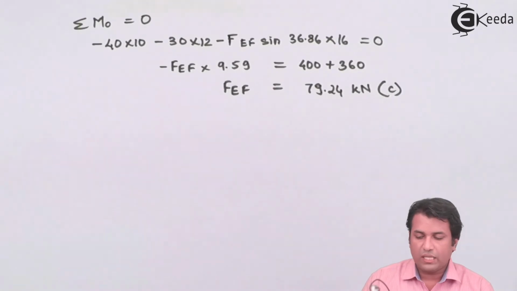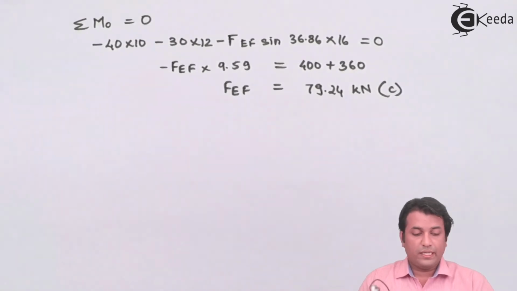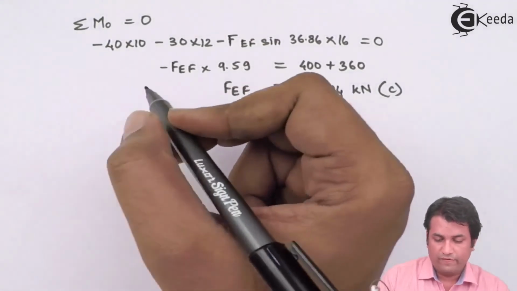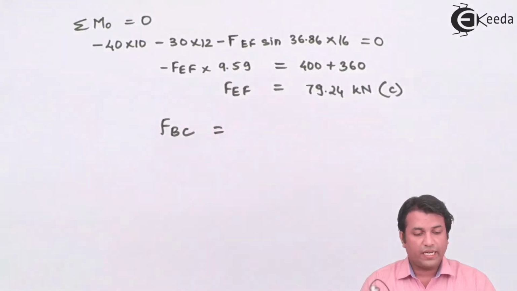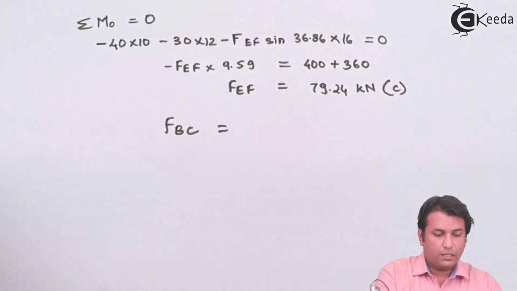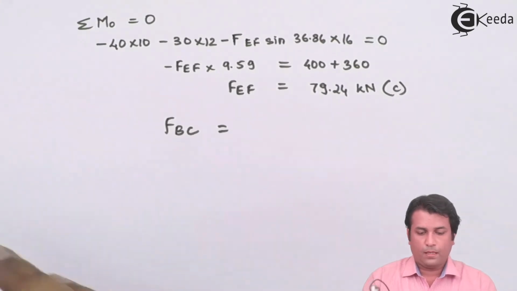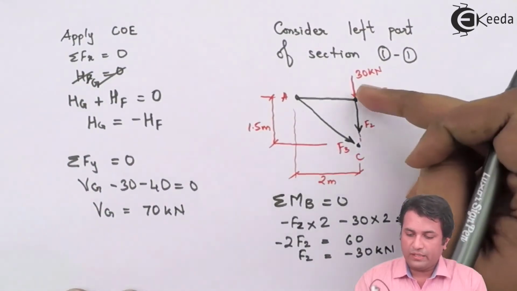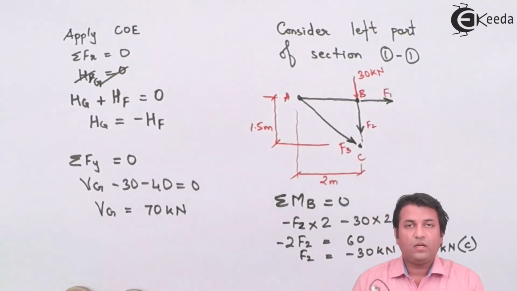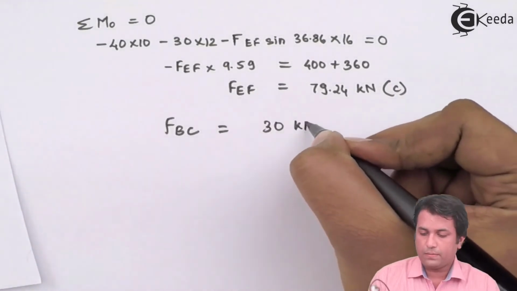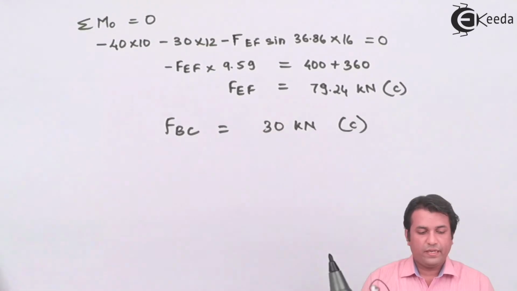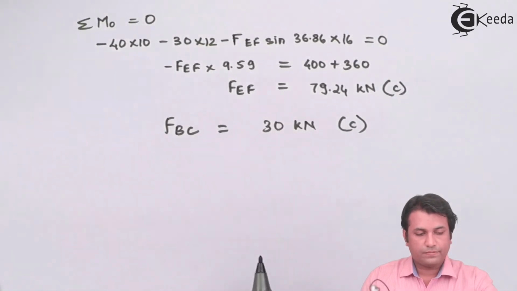The nature of the force, that is compressive. So in this way, I have found the forces in all the 4 members. I'll just write it down for you. First is FBC, that was through the first cutting plane that we had taken, and you can see that it is coming out as negative 30 kilonewton. So that is 30 kilonewton compressive.